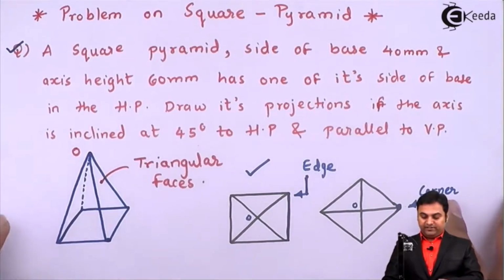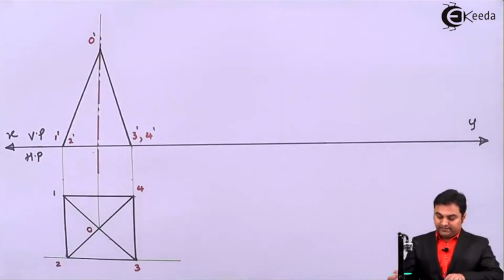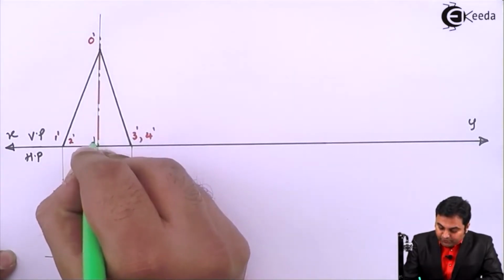So here 45 degree to HP, the axis is inclined, and here I can see that axis and base, they are perpendicular to each other.